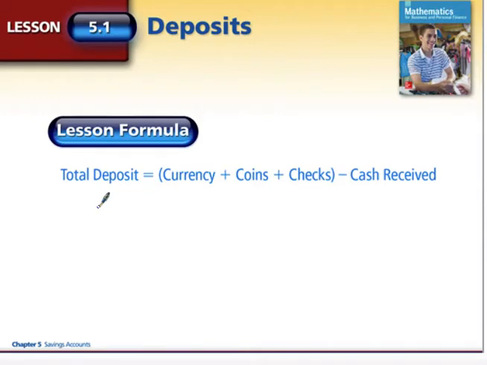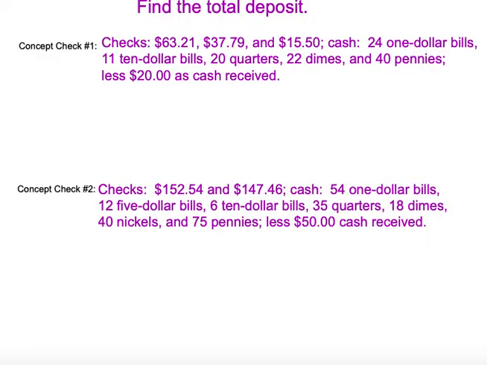So let's look at what our formula for deposits is. Our total deposit would be any currency, that's our paper money. In addition to that, we have our coins and our checks that we deposit. And just like in a checking account, we can also receive cash back when we're depositing. So we have that subtracting of cash received when we're looking at our formula. So let's look at a couple examples. I'm asking you to find the total deposit for each one of these.